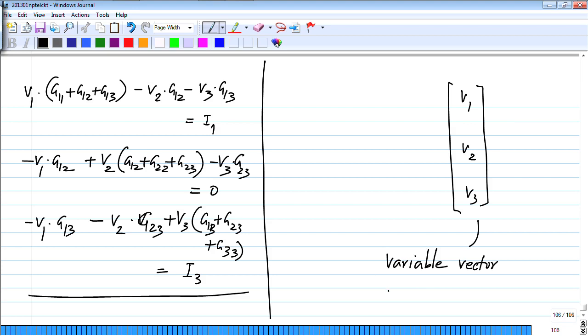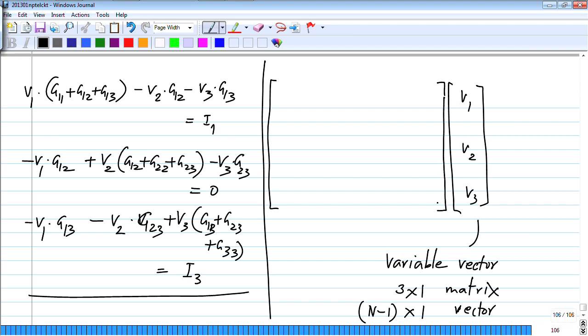And a vector is nothing but, in this case, a 3 by 1 matrix or a 3 by 1 vector. In general, if you have n nodes, you will have n minus 1 independent voltages. So n minus 1 times 1 vector. Okay. And now I will write this whole thing as some matrix times this variable vector equal to the independent source vector.